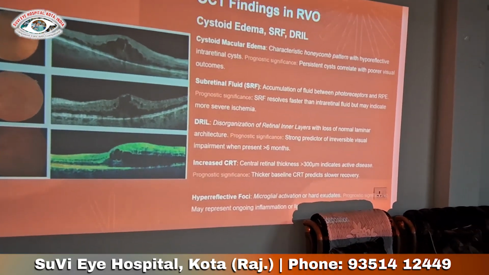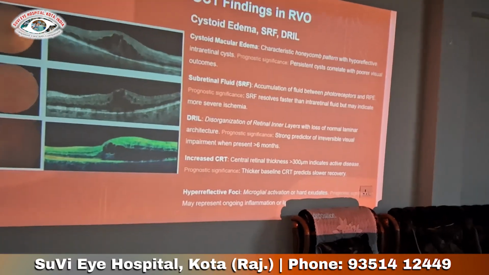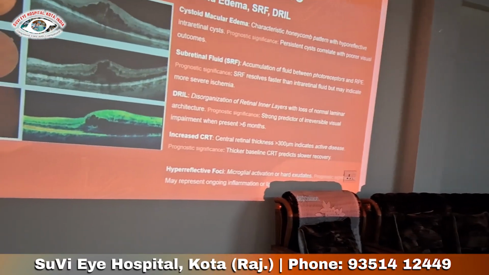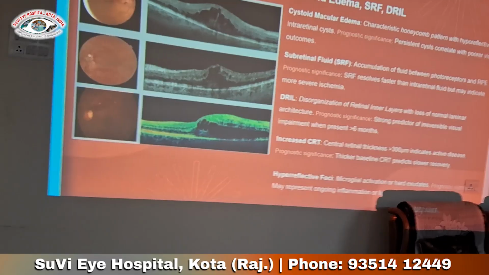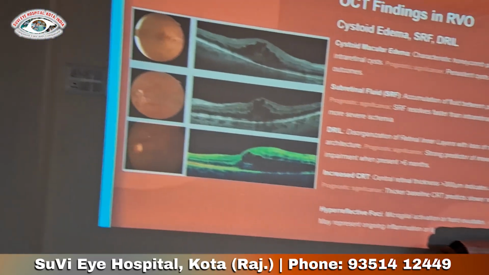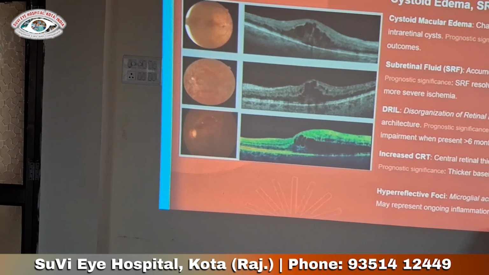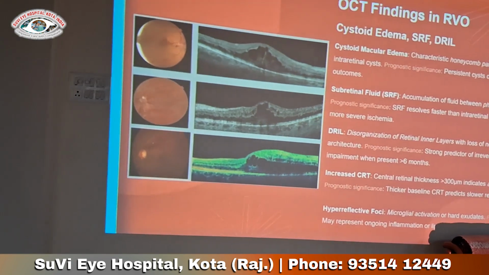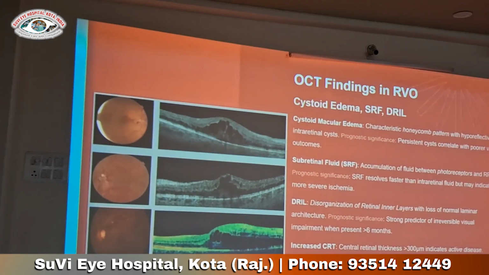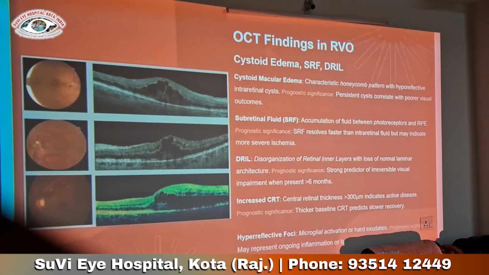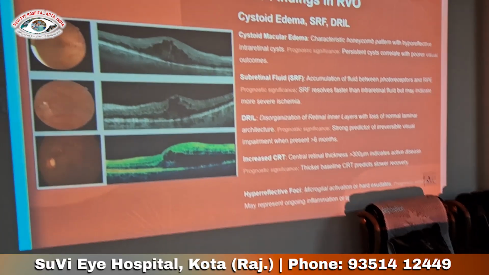Now the OCT findings: there may be presence of cystoid macular edema, which appears as a honeycomb pattern with hyperreflective intraretinal cysts. There may be presence of subretinal fluid. Subretinal fluid is accumulation of fluid between the photoreceptors and the RPE layer.